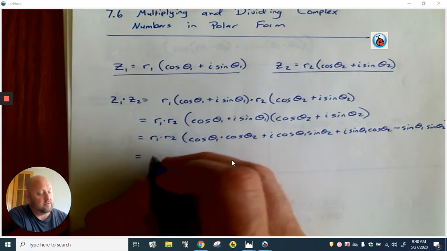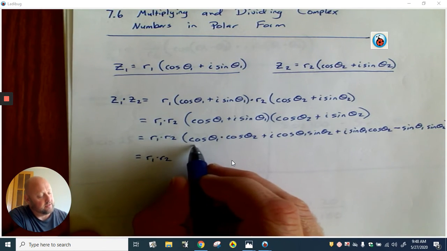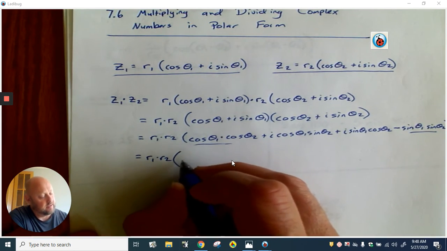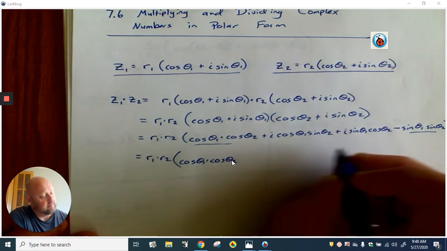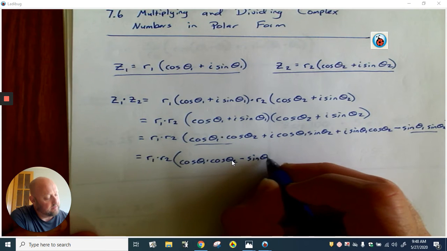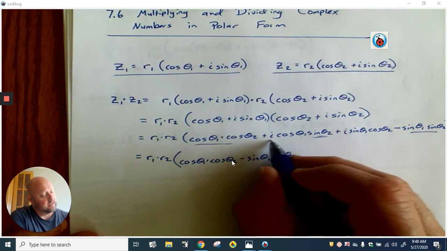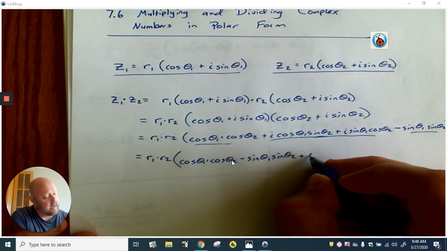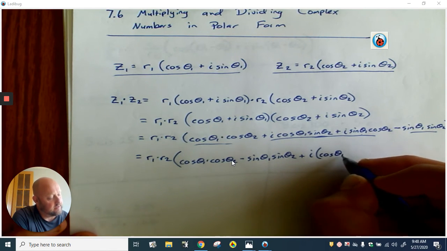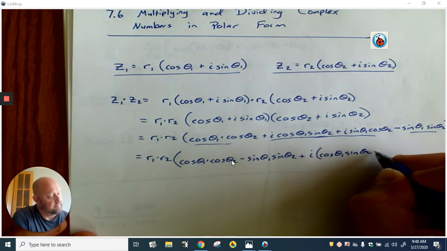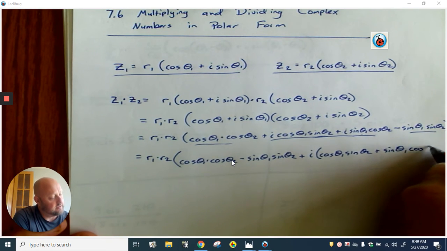And then, so what we're going to end up with here, well, we can combine like terms. Basically, we have two real parts. So let's bring these two real parts together here. We end up with cosine theta 1 times cosine theta 2 minus sine theta 1 sine theta 2. These two are my imaginary portions right here. So we're actually going to factor that i out of these two here. So we end up with i of cosine of theta 1 sine theta 2 plus, and then we have the second one, sine theta 1 cosine theta 2.